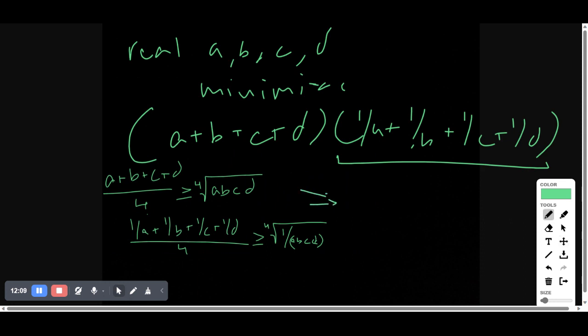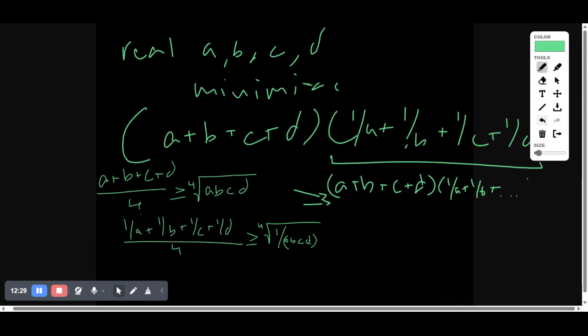We can multiply them to get A, B, C. Sorry, my bad. A plus B plus C plus D times 1 over A plus 1 over B plus dot dot dot 1 over C all over 16.